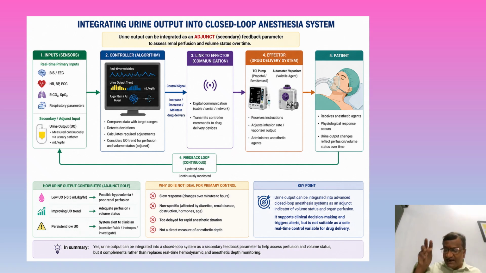That's because if the cardiac output falls, blood pressure decreases to 90 or less, the urine output will decrease after 2 hours. Where is the question of urine output integrating? It is slow. So, slow response, non-specific. For example, the patient may be on diuretics. It is too delayed. It is not a measure of depth of anesthesia or analgesia. So, it is a measure of cardiac output. All these things make urine output a secondary factor, not the primary thing. It is an adjunct or a secondary feedback parameter.